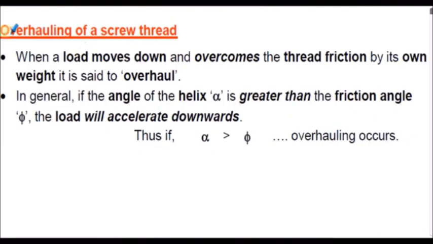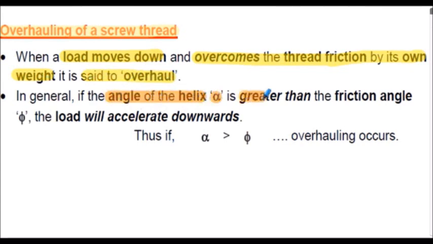Let's for a moment consider overhauling of a screw thread. When a load moves down and overcomes the thread friction by its own weight, it is said to overhaul. In general, if the angle of the helix, alpha, is greater than the friction angle, phi, the load will accelerate downwards. So if alpha is greater than phi, overhauling occurs.